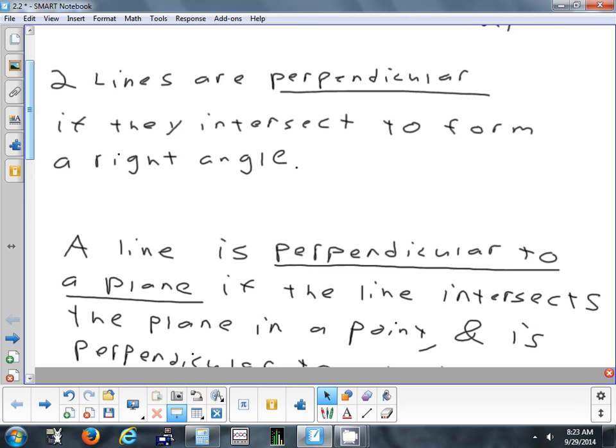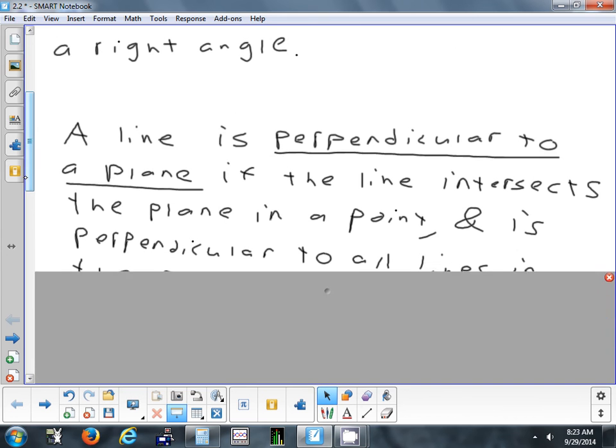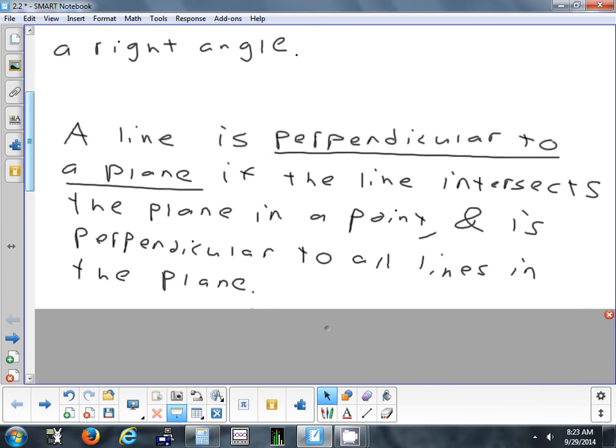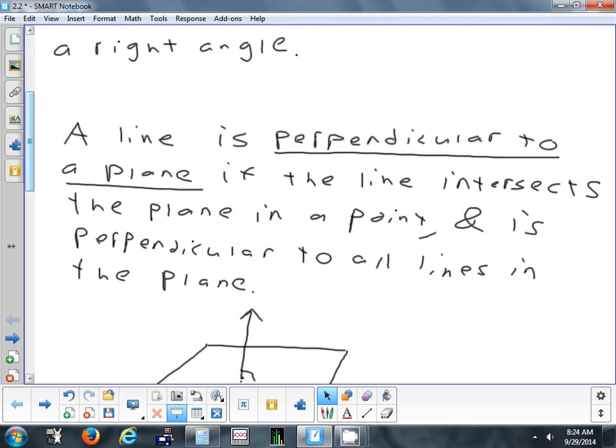So specifically, for a line to be perpendicular to a plane, it has to intersect the plane in a single point. It also can't be a line drawn in the plane, because then it wouldn't intersect it in a single point. It would intersect it at every point. So it intersects it in a single point, and it's perpendicular to every other line you could draw in the plane. Okay, so here's an example.